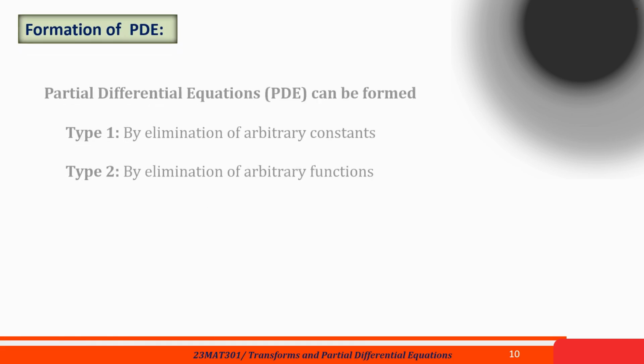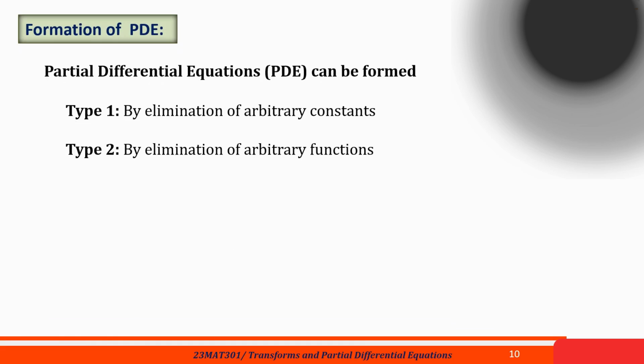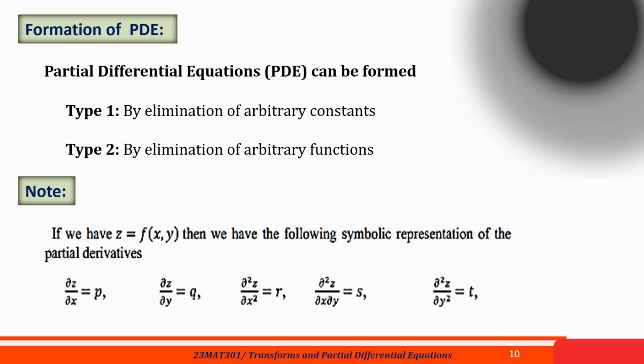Now, how to form a partial differential equation? A partial differential equation can be formed in two ways. Type 1 is by eliminating the arbitrary constants, and type 2 is by eliminating the arbitrary functions. First you have to know the symbolic representation, in which places how we will use the representations. For example, z is a function of x and y. If you want to differentiate the function z with respect to x, you will write ∂z/∂x. Again, if you differentiate z a second time with x, you will write ∂²z/∂x².